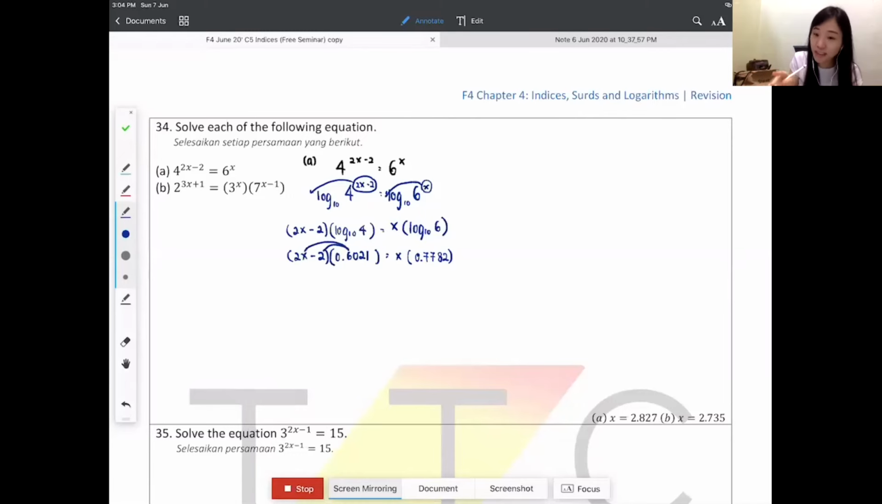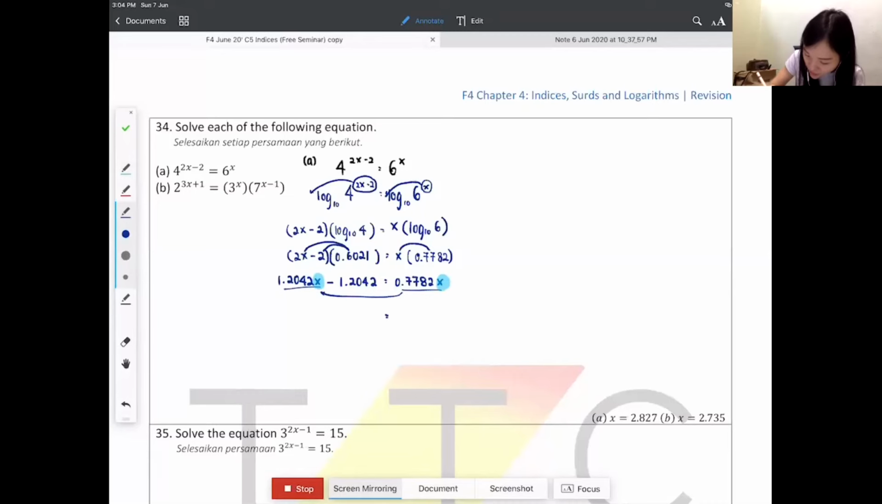So 0.6021 times 2. 0.6021 times 2 is 1.2042x. Can you see how boring it is? So 0.6021 times 2 again, 1.2042. 0.7782 times x is 0.7782x. Easy, right? And then isn't it x and x can combine, so just combine them. Plus, move there, minus: 1.2042 minus 0.7782x. Understand, right, guys? Nothing fancy, okay? I just try to combine x together, like how you normally do mathematics.